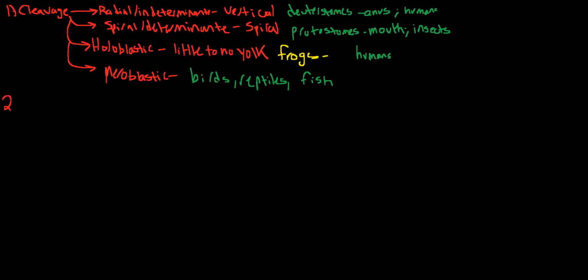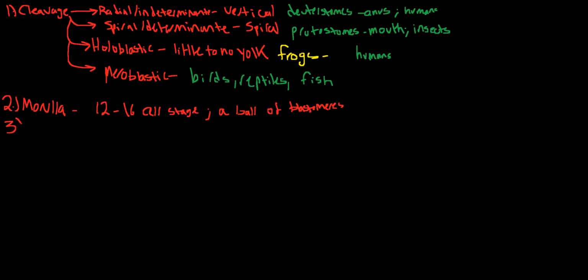Now we can go on to number 2, which is the morula. This is going to be your 12 to 16 cell stage, and this is also known as the stage where you have a ball of blastomeres. And now we have number 3, and that is going to be your blastula. That's your 128 cell stage, and this is also known as the hollow cavity stage. When you have a hollow cavity, this is called the blastula.